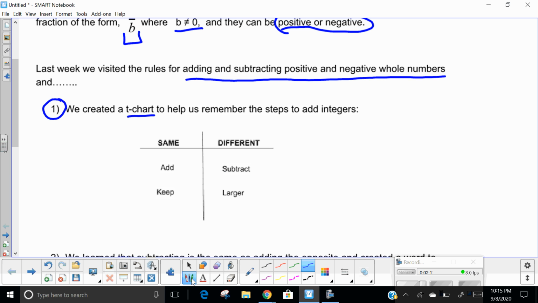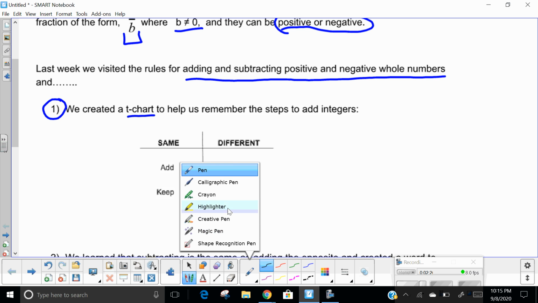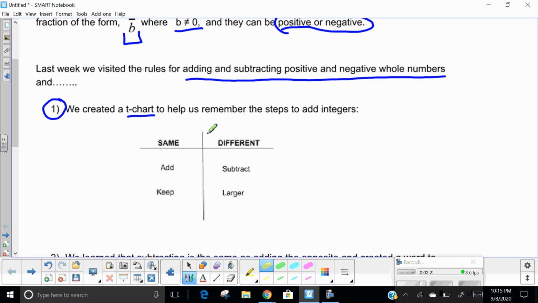Now, one thing that I want to point out to you so that you understand, so let's look at this real quick. Can you see what math operation this makes when we highlight the t-chart? That looks like a plus sign, right? So that means that the t-chart is for adding positive and negative numbers. So when we have addition of positive and negative numbers, we're going to think of this plus sign, and we know that we need to use the t-chart in order to solve.